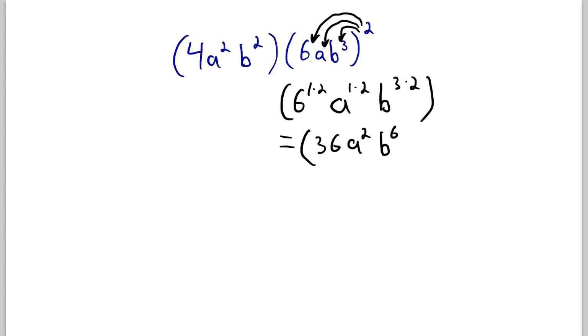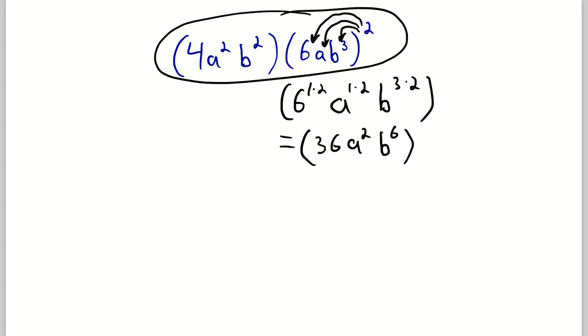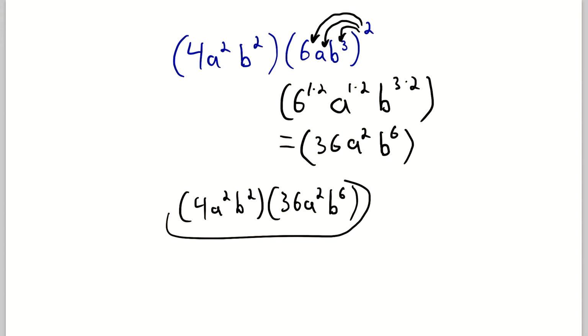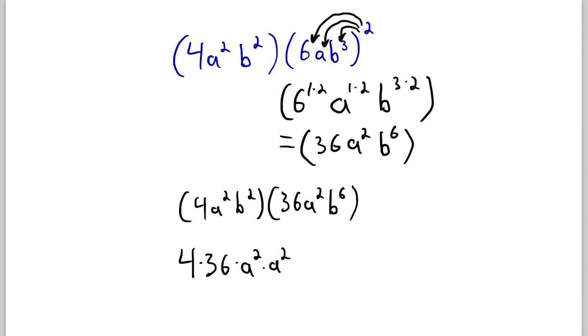So then we can rewrite this whole expression as 4a squared b squared multiplied by 36 a squared b to the 6th. And now, since multiplication is commutative, we can just multiply all of this stuff in the order that we want. So we want 4 times 36 multiplied by a squared multiplied by a squared multiplied by b squared multiplied by b to the power of 6.